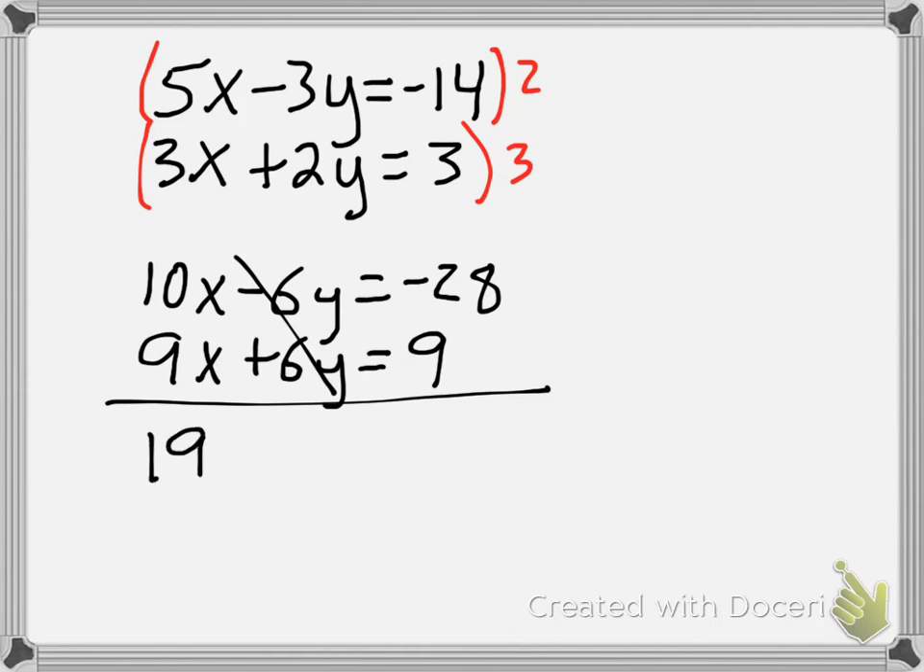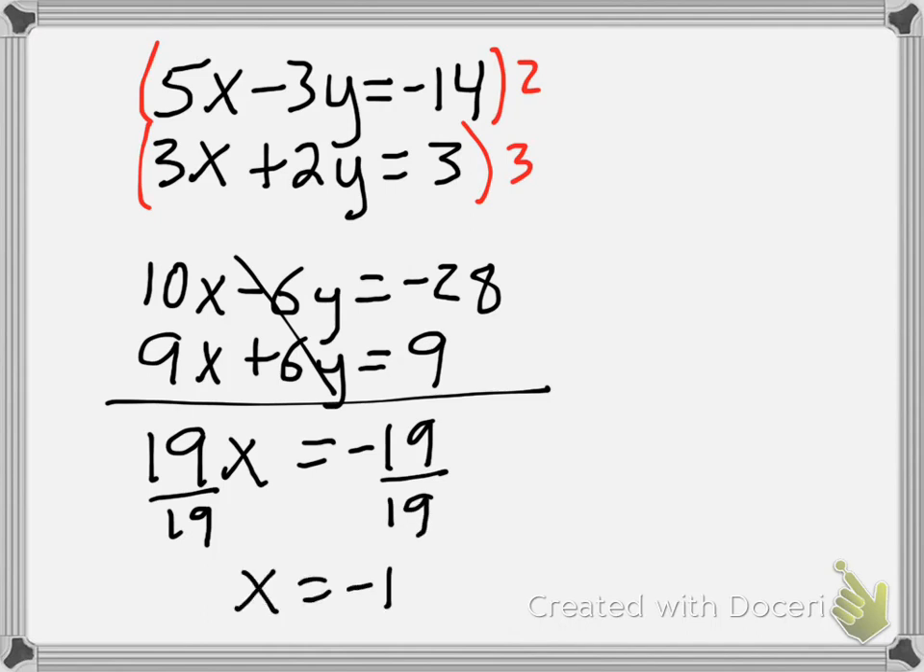So I get 19x equals negative 28 and 9, which would give me negative 19. So if I divide by 19, I get that my x is equal to negative 1. Okay. So now I have my x value.